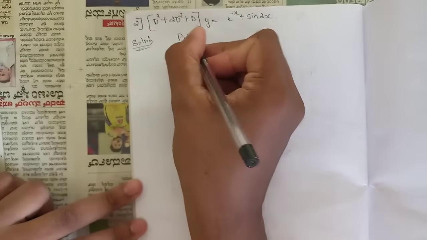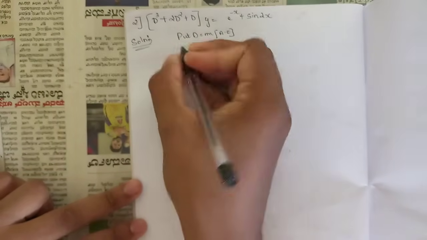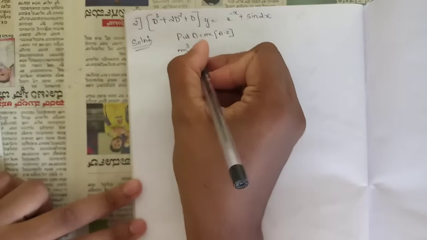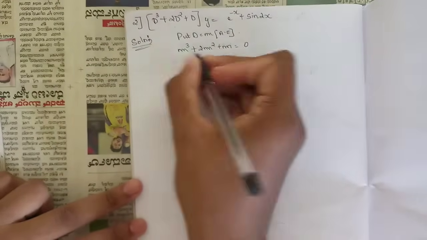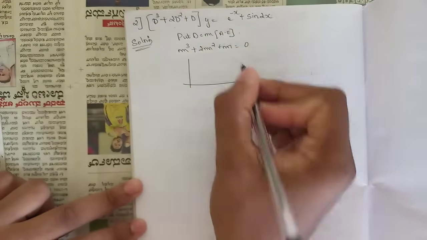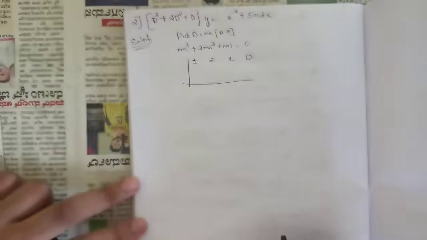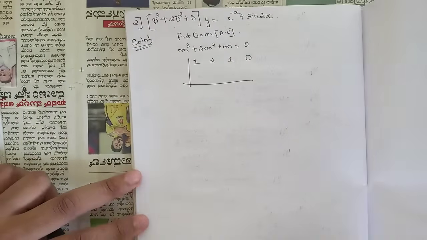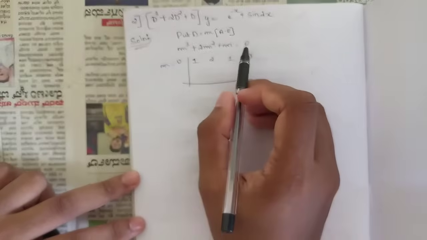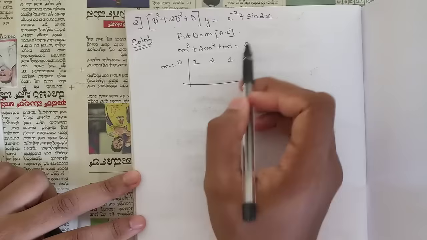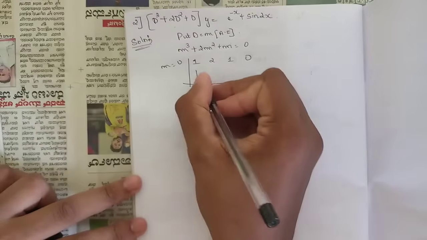First put d is equal to m according to the auxiliary equation. So now it would be m cube plus 2m square plus m is equal to 0. Again this is of the form cubic polynomial. Write the coefficients 1, 2, 1, 0. So here our first root is obviously 0, because if we put the value of m equal to 0, we get 0 cube plus 2 into 0 square plus 0, that is equal to 0 itself. So first we'll bring it down.